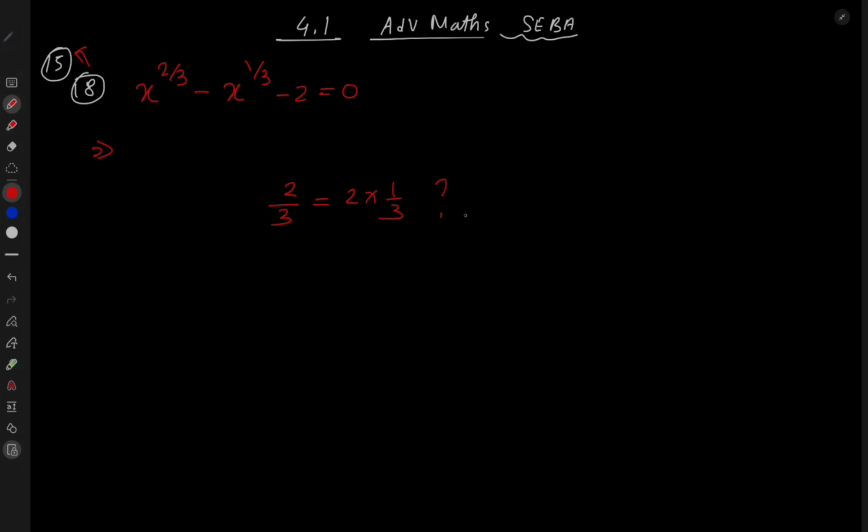Because in multiplication, the denominator will multiply with the denominator and the numerator will multiply with the numerator. So 2 into 1 becomes 2 and 1 into t becomes t. So 2 by t we can also write in the form of 2 into 1 by t. Okay. So x to the power 2 into 2 by t, we can write as x to the power 2 into 1 by t or 1 by t into 2. Okay. Minus x to the power 1 by t minus 2 equal to 0.